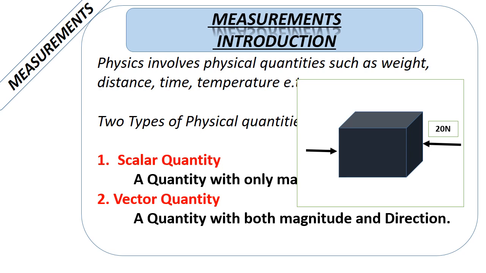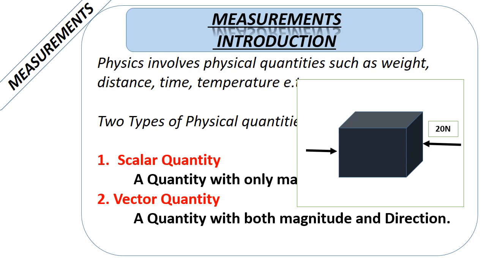Why? Because you can't just say 20 newtons then you keep quiet. You have to always state the direction. You have to state 20 newtons to the left, 20 newtons to the right, 20 newtons downwards, 20 newtons upwards. So such quantities where you need to have information about direction for you to have an idea of what exactly is being talked about are called vector quantities.